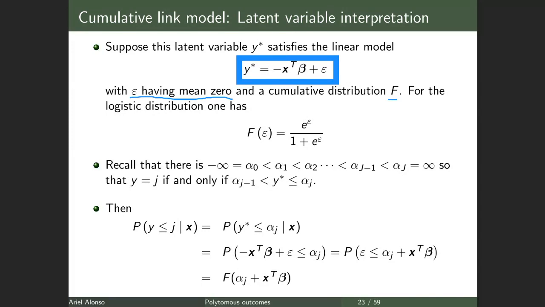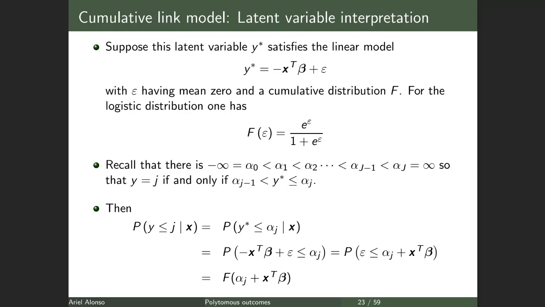Now, in the specific case in which the error follows a logistic distribution, then the cumulative distribution of a logistic random variable is the sigmoid function. You have it over here, right? But F can be completely general. You don't need to assume that you have a logistic distribution for the residuals.